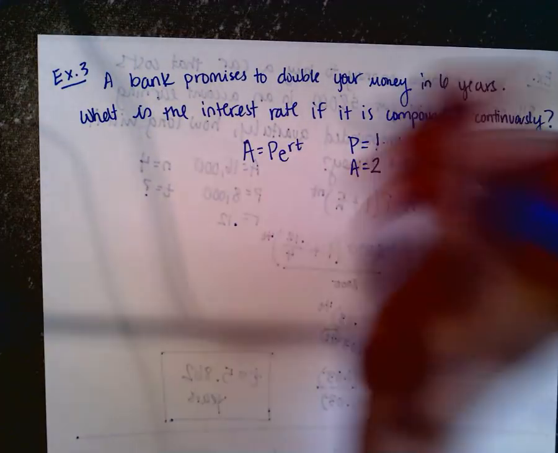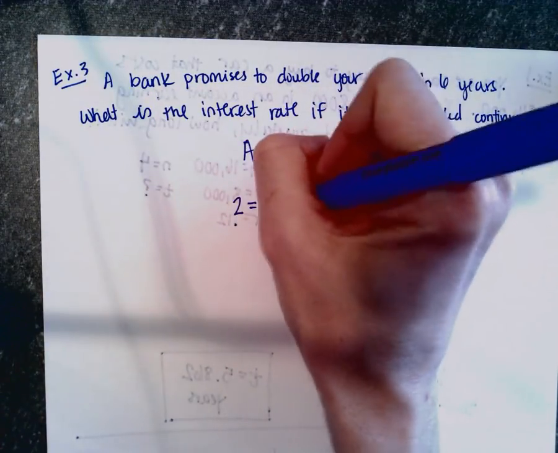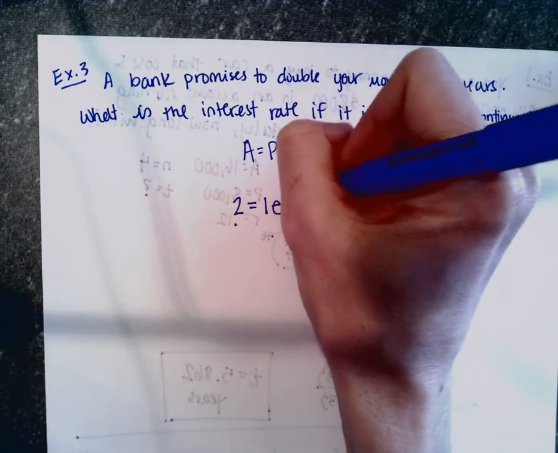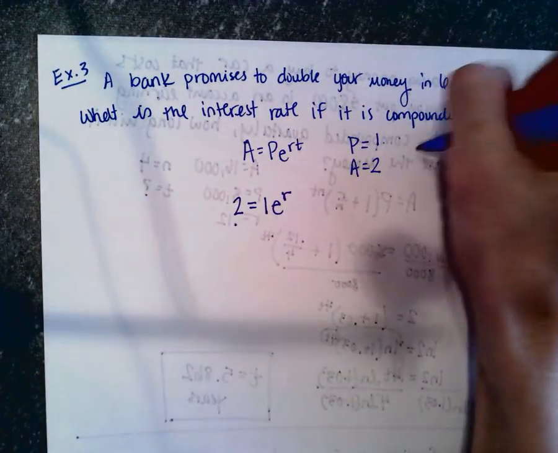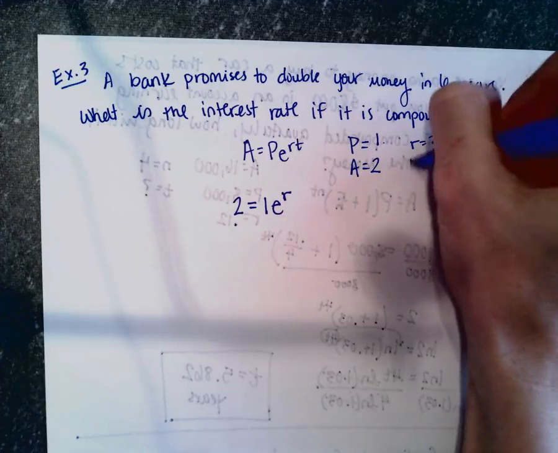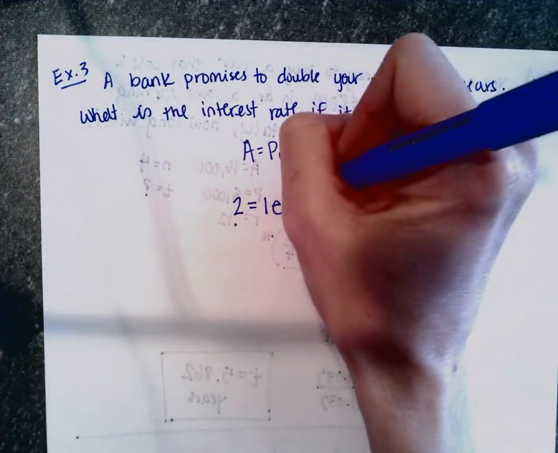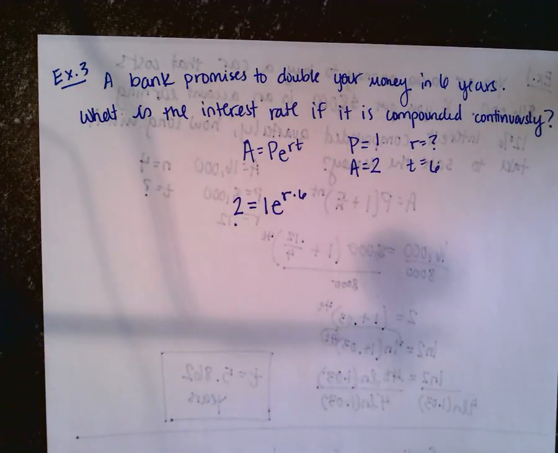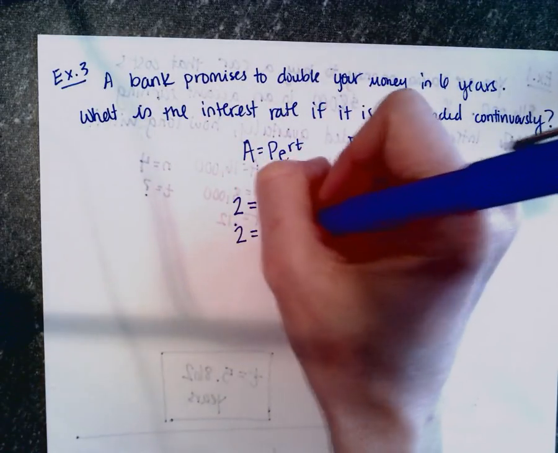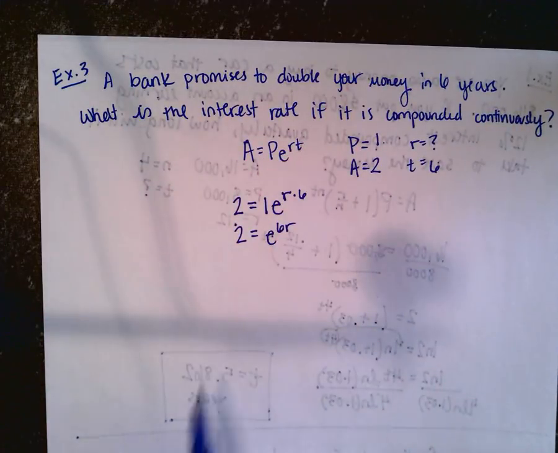So I have 2 equals 1 times e to the r. So I'm solving for r. What's the interest rate? And the time here is 6 years. So I have 2 equals 1 times e to the 6r basically. You could divide both sides by the 1, but that's kind of pointless. So here's what I get.